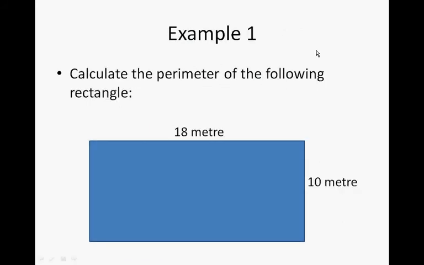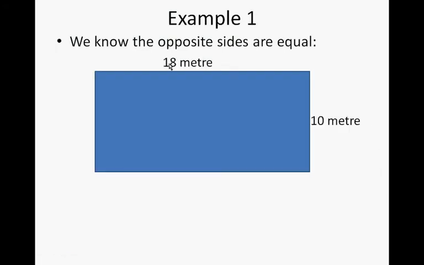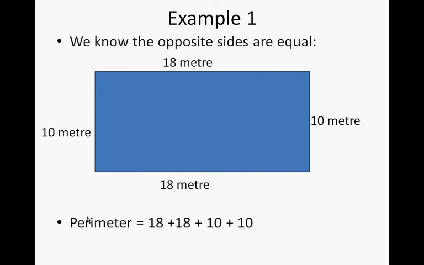First example, calculate the perimeter of the following rectangle. One side is 18 meters, the other side is 10 meters. We know the opposite sides are equal, so 18 meters, 18 meters, 10 meters, and 10 meters. So the perimeter is 18 plus 18 plus 10 plus 10, which is 56 meters. And note the units are just straight meters. It's because we just simply run around the object, and therefore the units are just meters or centimeters or kilometers.